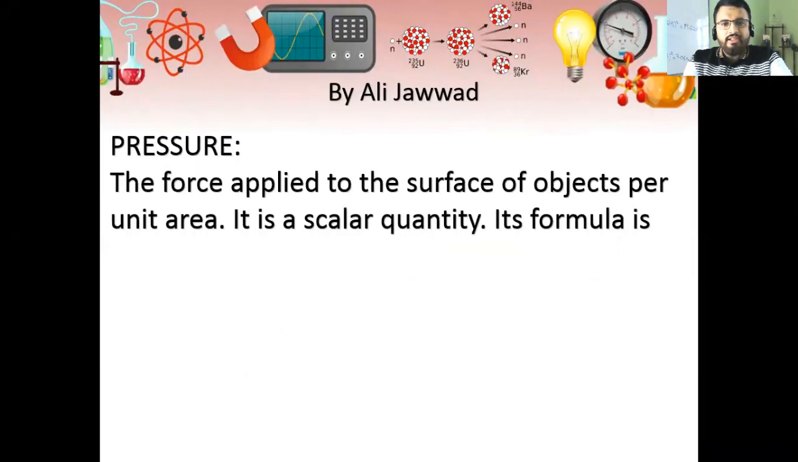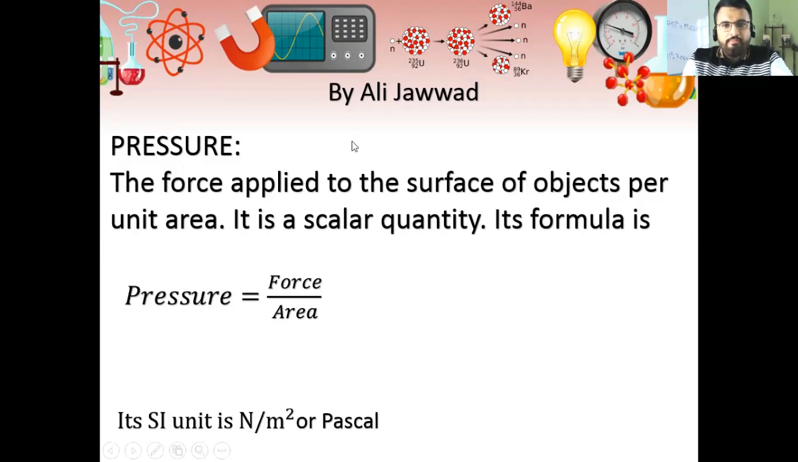Pressure is defined as the force acting on a surface or the force acting in a unit area. It is a scalar quantity, meaning it does not need a direction to be specified, and its formula is given by the equation force upon area, and its SI unit is Newton per meter squared. We can directly derive the unit from its equation. The SI unit for force is Newton and the SI unit for area is meter squared. This is equivalent to another SI unit which is known as Pascal.